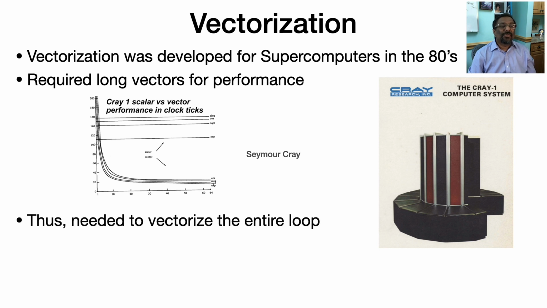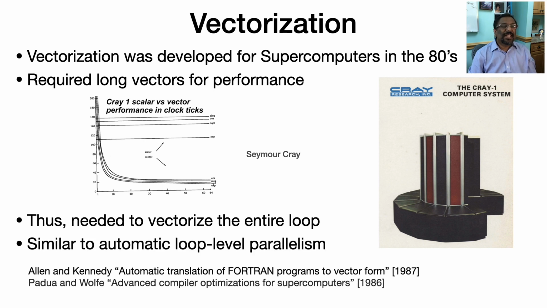What that means is, naturally, to get large vectors, you need to look at entire loops. So vectorization was a technology developed as a loop transformation. And there was a lot of work by legends in the compiler field like Kennedy and Padua on how to vectorize loops and get good performance.